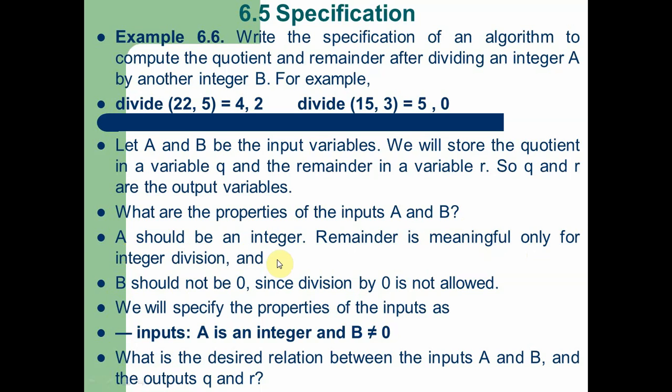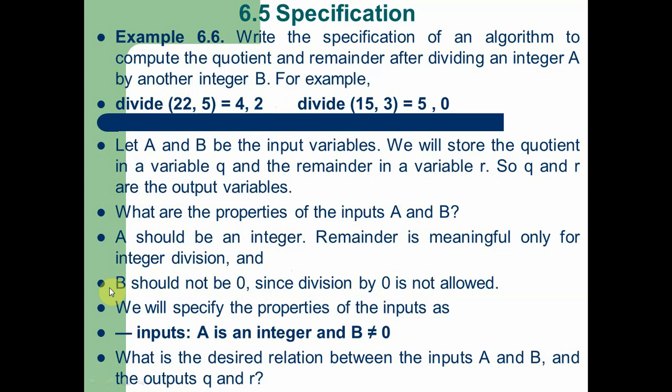So this is the property of the first variable. The number which we try to divide should be an integer. Then the remainder is meaningful. This is the relationship between the variable A and the remainder R, like the relationship between 22 and the 2. The 2 will be produced only when the number is an integer; otherwise the remainder will not be produced.